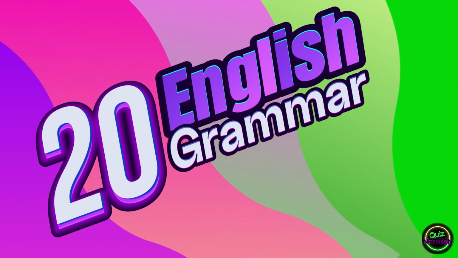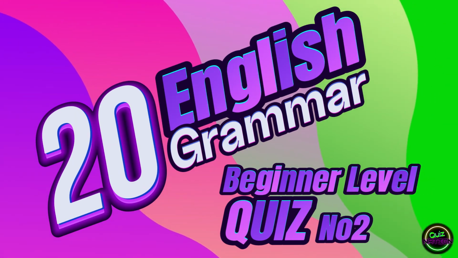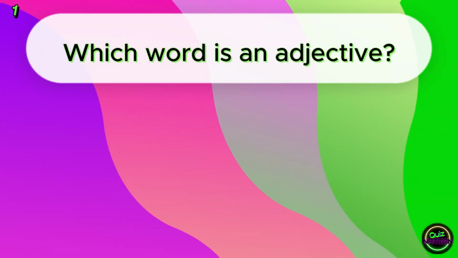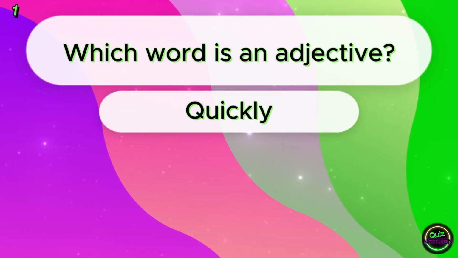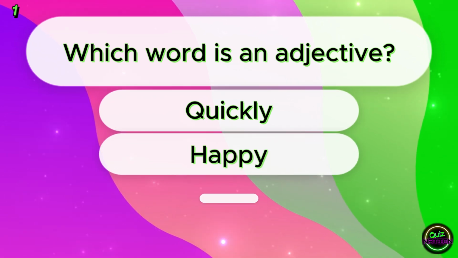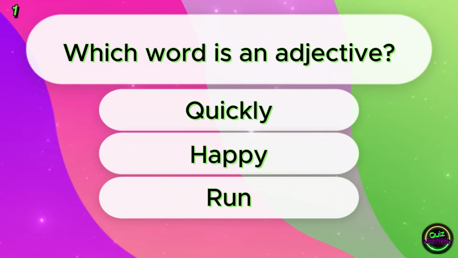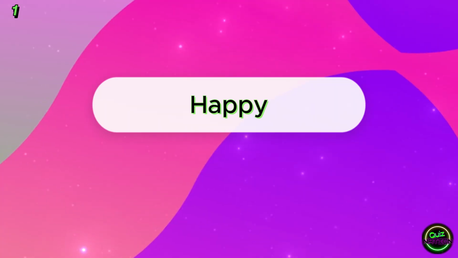Let's play. 20 English Grammar Beginner Level Quiz. Which word is an adjective? Quickly, happy, run. Happy.